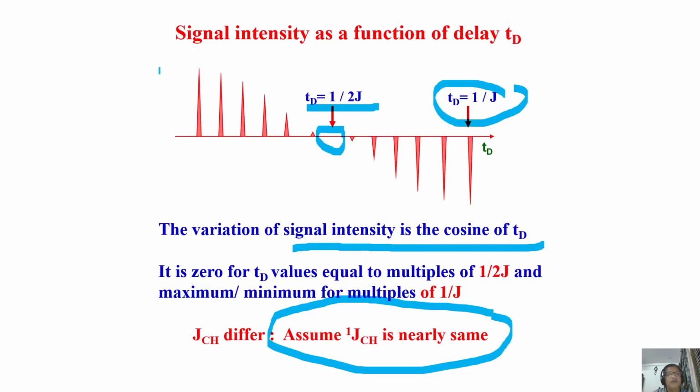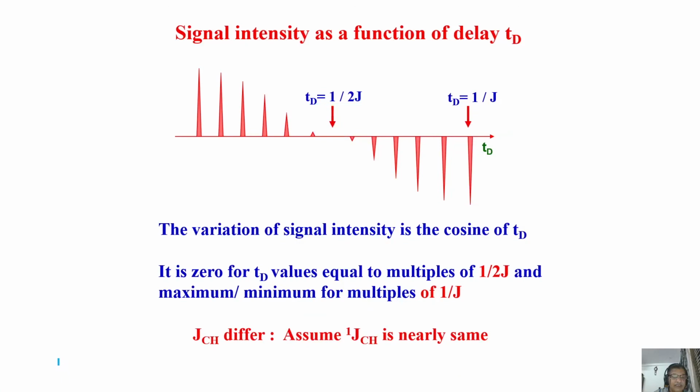Remember, in a pulse spin echo sequence with decoupling in the pulse sequence, we saw that when the time delay is exactly 1 over 2J, the signal intensity is 0. At exactly 1 over J, the signal is negative maximum. This is the important point which you must understand.